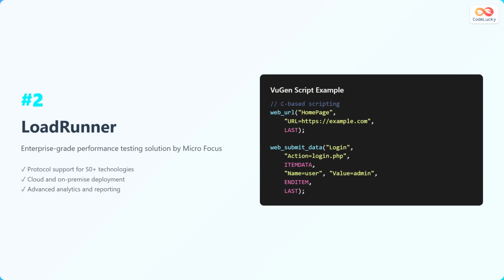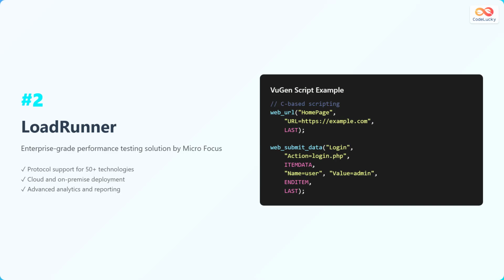LoadRunner supports both cloud and on-premise deployments, giving you flexibility in your testing environment. It also provides advanced analytics and reporting, helping you identify performance bottlenecks and optimize your system. A VuGen script example using C-based scripting will look like this.